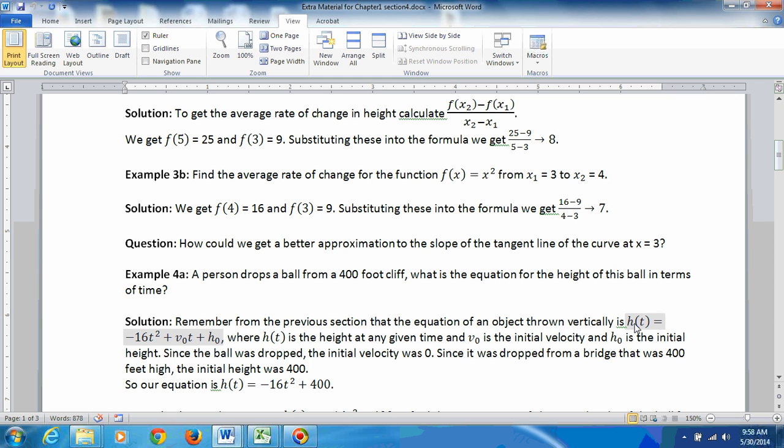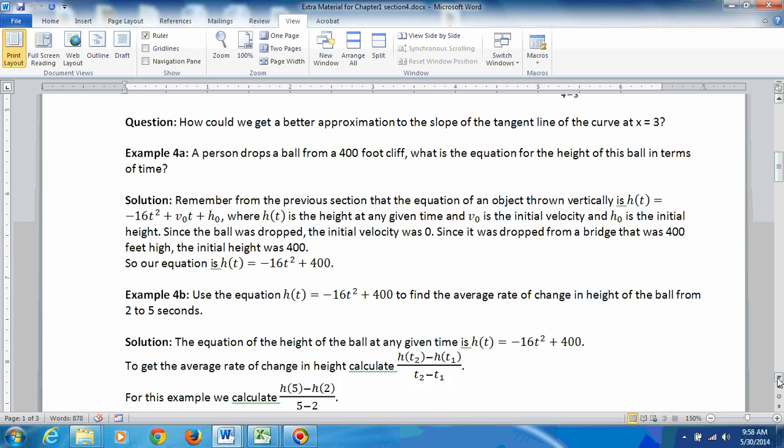When we did this back in section 1.3, we weren't using function notation. We just said capital H here for height. But h of t is your height at any given time. So on this one, the person drops the ball, okay? So the initial velocity is 0. He didn't throw it up or throw it down. It just drops the ball. So the initial velocity is 0. The initial height was 400 feet high, and the 16 stays in there due to gravity. So we have this function, h of t equals negative 16t squared plus 400.